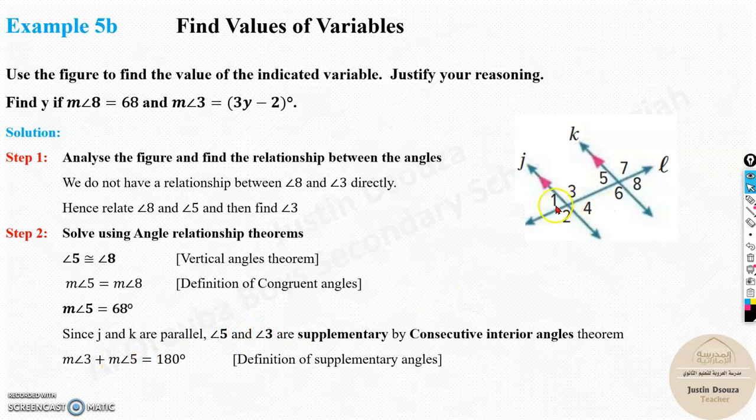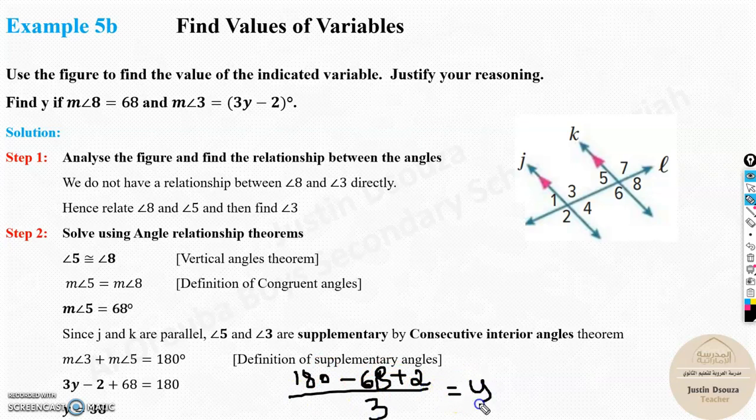So now when you add angle 3 and angle 5, you will get 180. Substitute: what is angle 3? 3y minus 2. And what is angle 5? It is 68. Solve this. Take the 2 to the other side and then divide by 3. You will get the answer 38. You can directly solve it in the calculator. Otherwise, if you want the steps, it's 180 minus 68 plus 2. When you solve this, you will get one answer, and then divide the entire term by 3 equals y. So this is the final answer: 38.